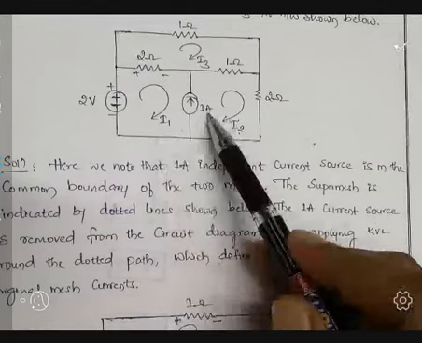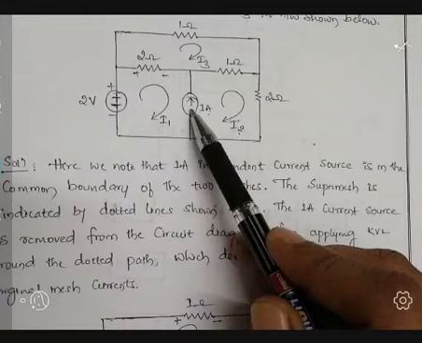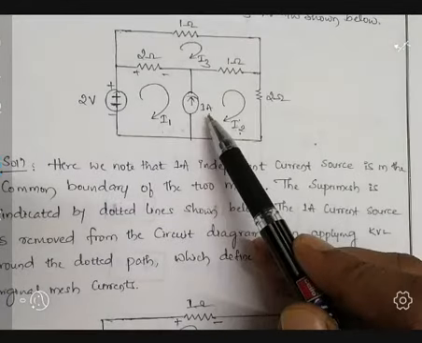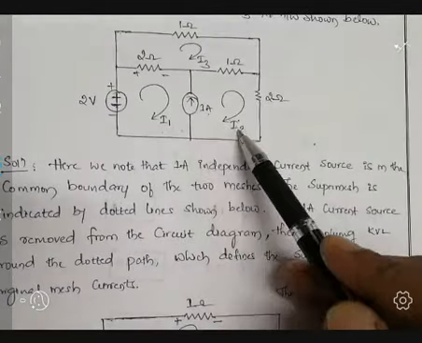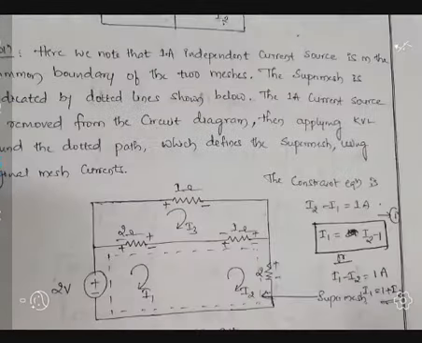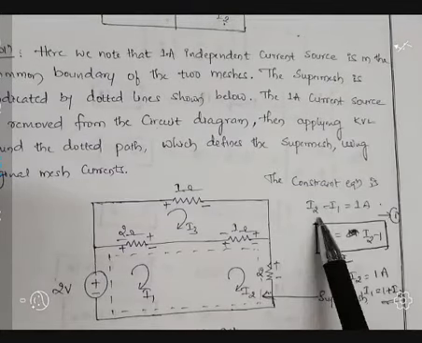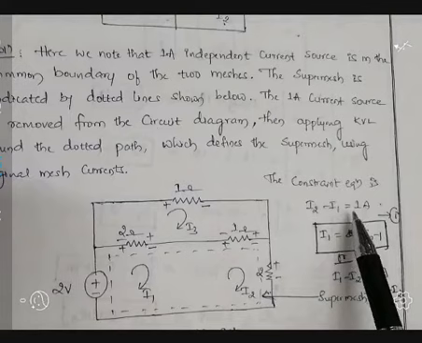And what will be the polarity of this current? The direction of the current source is upward, because of that reason we will take plus 1 ampere. Hence, I2 minus I1 is equal to 1 ampere. So this is the constraint equation from the given network; directly we can write I2 minus I1 equals 1 ampere.